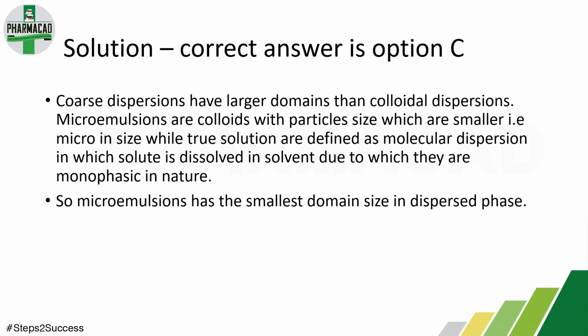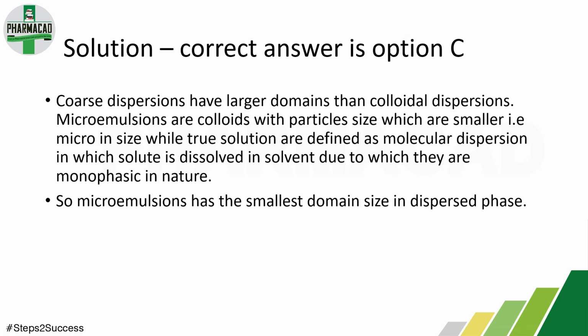Microemulsions are colloids with a particle size which is smaller, that is micro in size, while the true solution is defined as a molecular dispersion in which solid is dissolved in a solvent due to which they are monophasic in nature. So the true solution option will be eliminated. So microemulsion has the smallest domain size in a disperse phase.